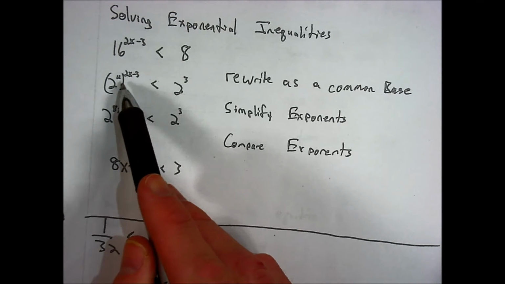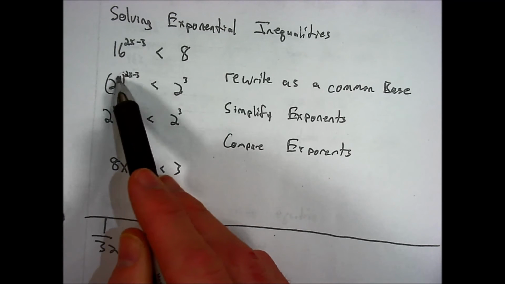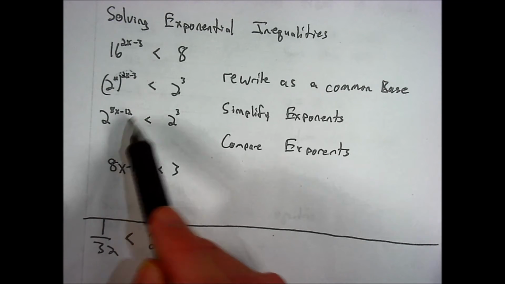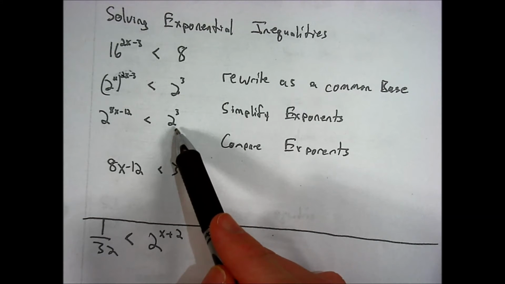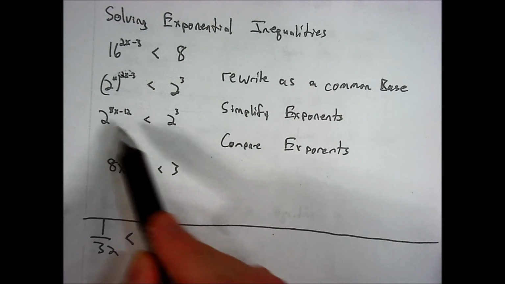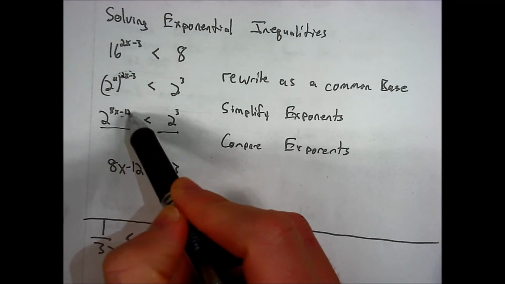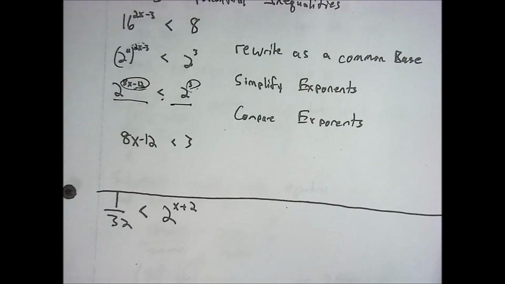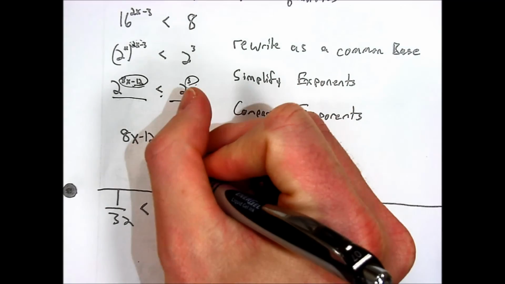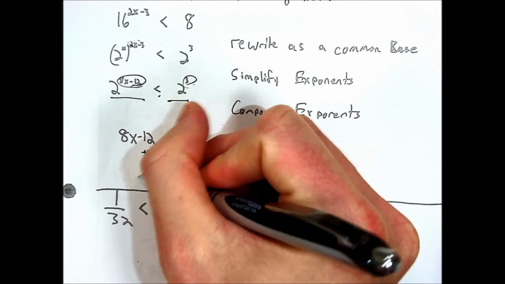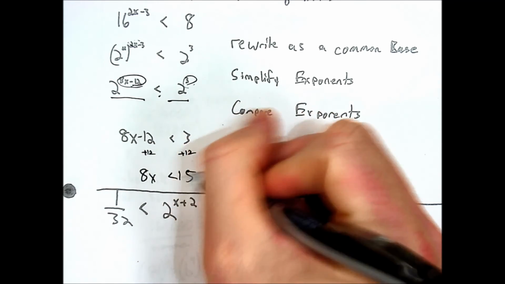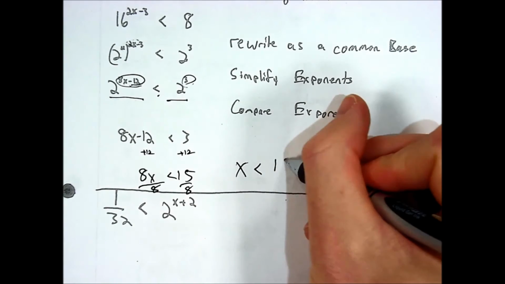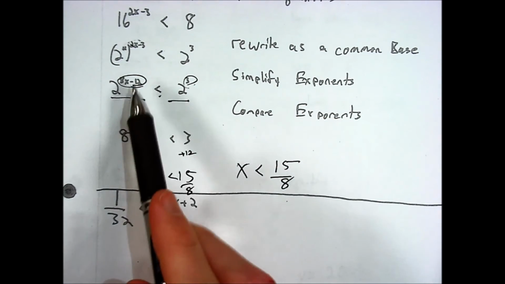And then just like with day 1, we need to simplify our exponents, so we multiply. We'll get 2 to the 8x minus 12 is less than 2 to the third. And in order for this to be smaller than this, I need this exponent to be smaller than this exponent. So 8x minus 12 needs to be less than 3. We'll add that 12 and then divide by 8. And for all the x's less than 15/8, this will be true.